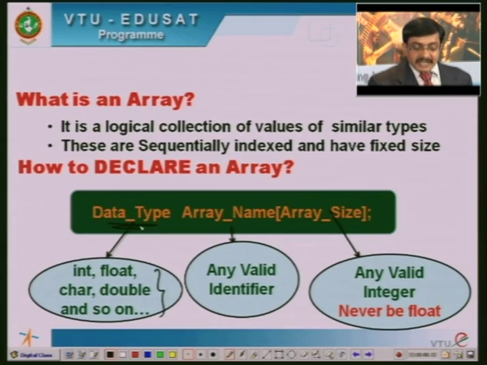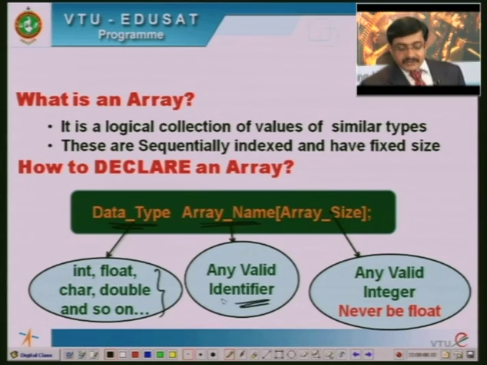So we have to mention the data type first, followed by the name of an array, and the name of an array can be any valid identifier. When you use the term identifier, in C language, an identifier must start with a letter or an underscore, followed by 0 or more sequences of letter, underscore, or a digit. That's the rule we're supposed to follow in naming any identifier.